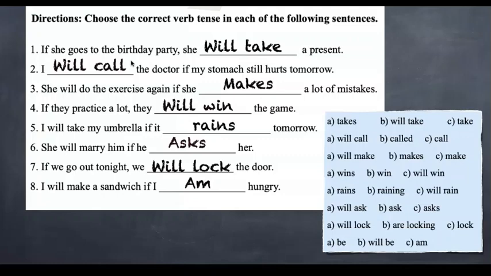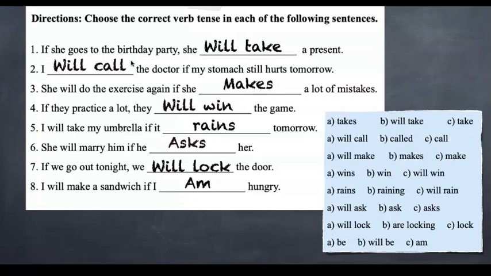6, she will marry him if he asks her. We start with will, and you have to continue with the grammar about if. Yes? If we go out tonight, we will lock the door. We start with if, we continue with will. I will make a sandwich if I am hungry. We start with will, we have to continue with the verb in infinitive. That is now for I it is am.